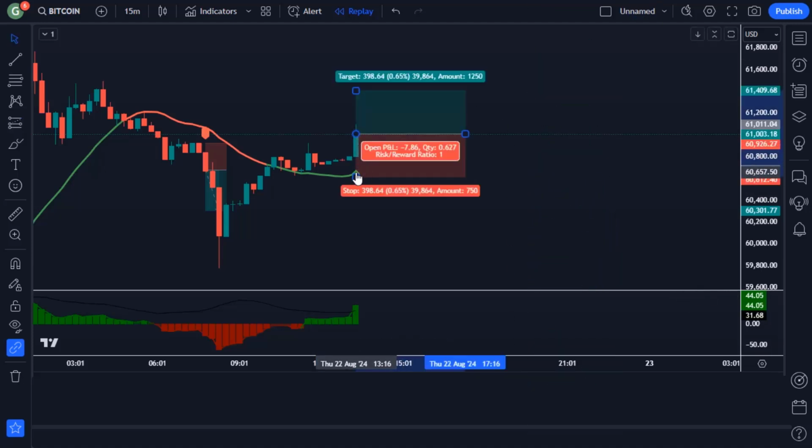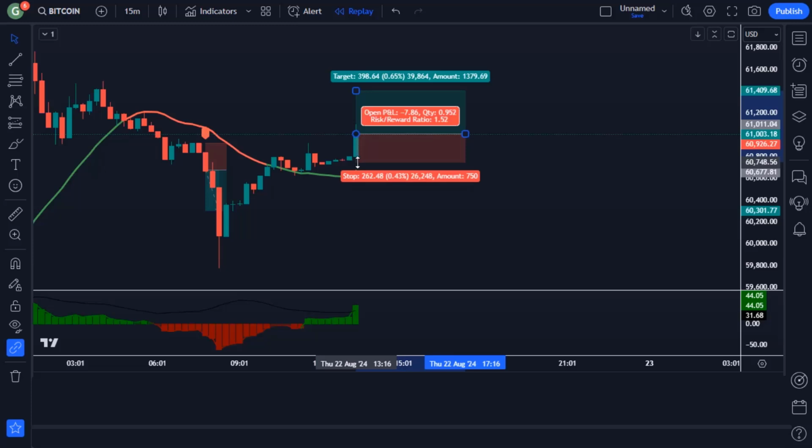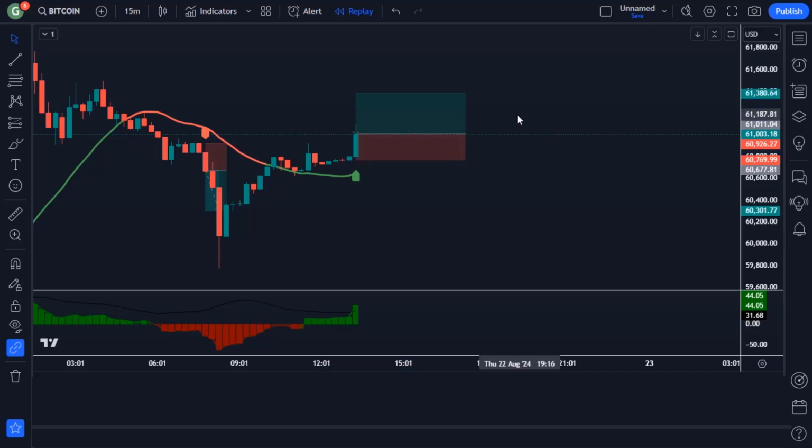Our stop loss is to be placed at the low of the previous candle of the signal candle, and the risk to reward ratio will be 1 is to 1.5.